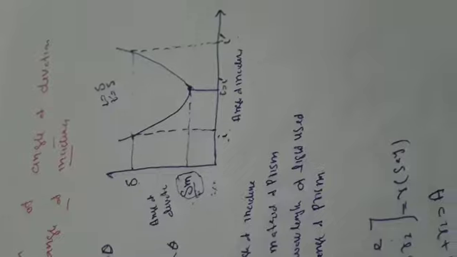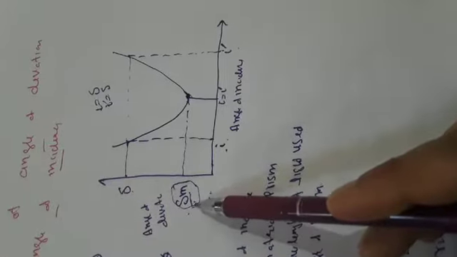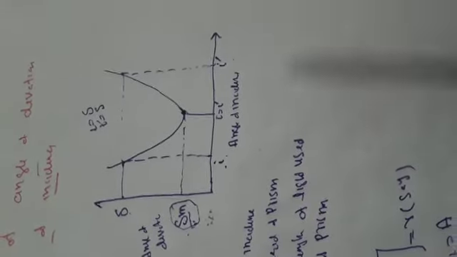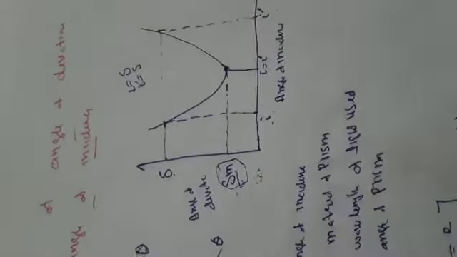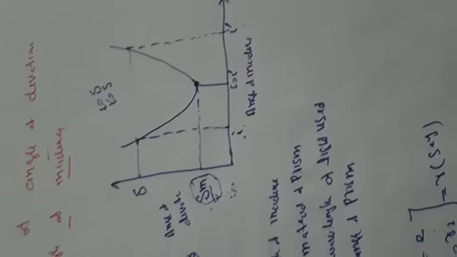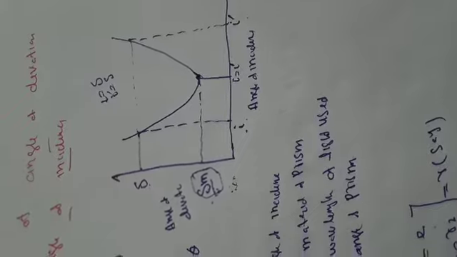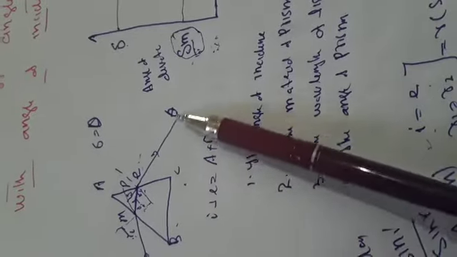Angle of minimum deviation is called delta and is represented by delta M. Here is the angle of incidence. Practically, when we place a prism principal section, the prism is at minimum deviation when the angle of incidence is this and the emergent ray is coming out.